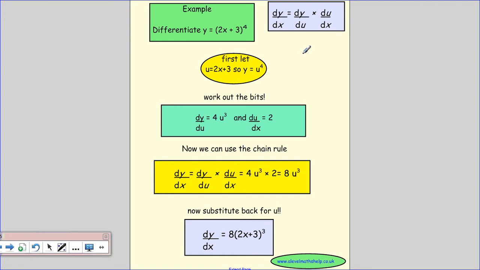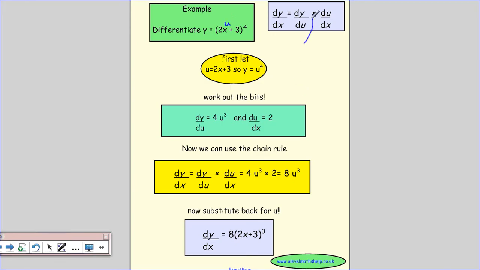But to begin with, first let u equal 2x plus 3. So whatever's in this bracket here becomes your u, and that would mean y equals u to the 4th, because all this has become u, so you get y equals u to the power of 4. Now work out all the different bits.